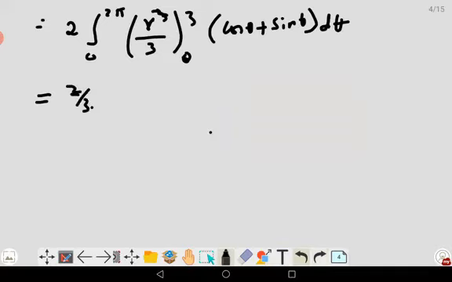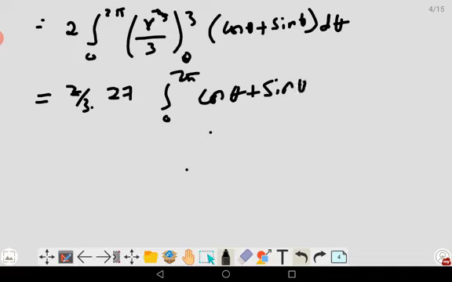2 over 3. So upper limit is 3. 3 cube is 27, minus 0. So there will be 27 as a constant, and 0 to 2 pi cosine theta and sine theta d theta. So 3 can be cancelled with 27. It will be 9. 9 into 2, 18 is the constant outside.